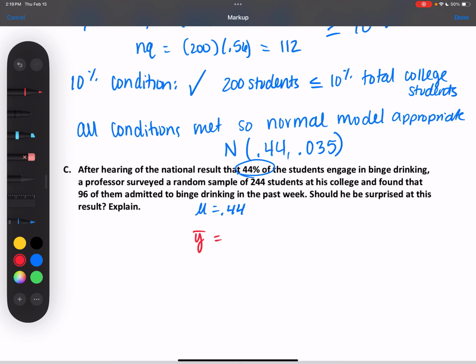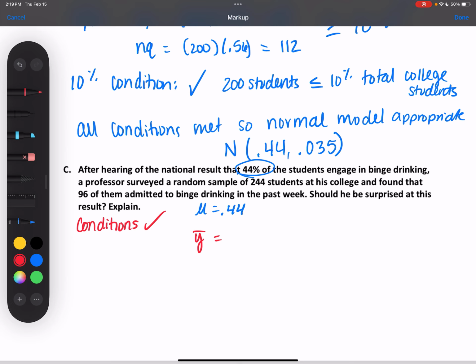Now again, let's say we hadn't been asked in Part B about the conditions. I would want to look at the conditions here and note that they are met. Because we have changed the problem a little bit, he randomly selected 244 students. That's more than the 200 that was before, but still less than 10% of the total. Things like that is what I would want to be looking for when the problem changes, just to make sure that it didn't change drastically to the point where there's an issue now.